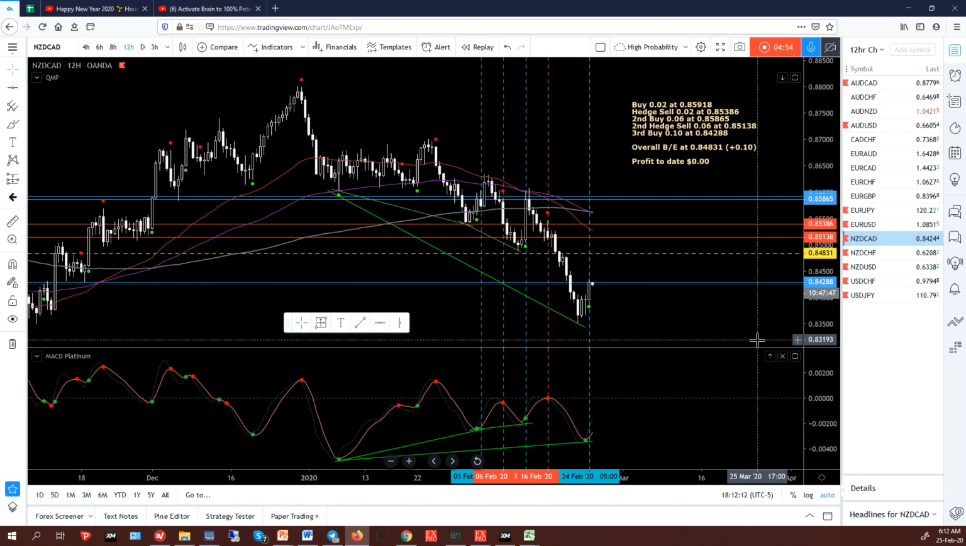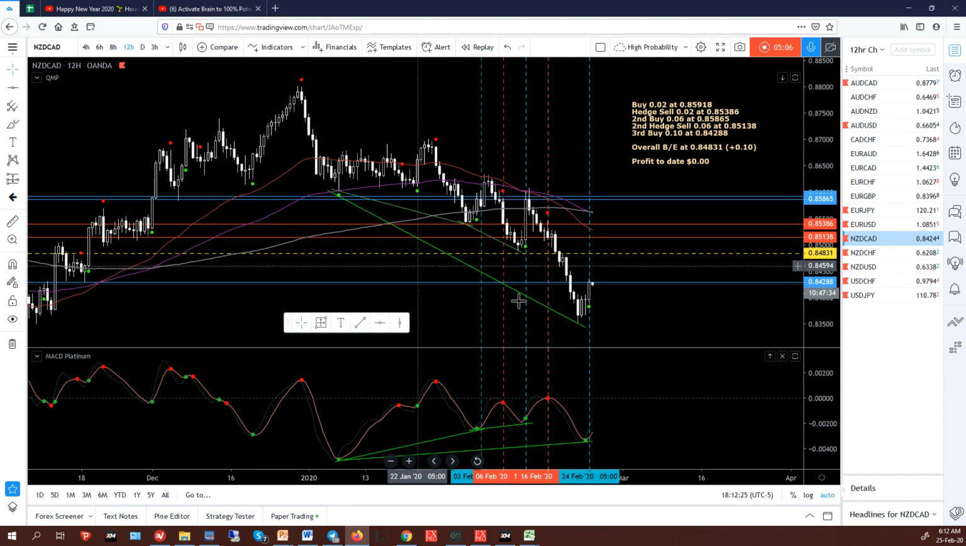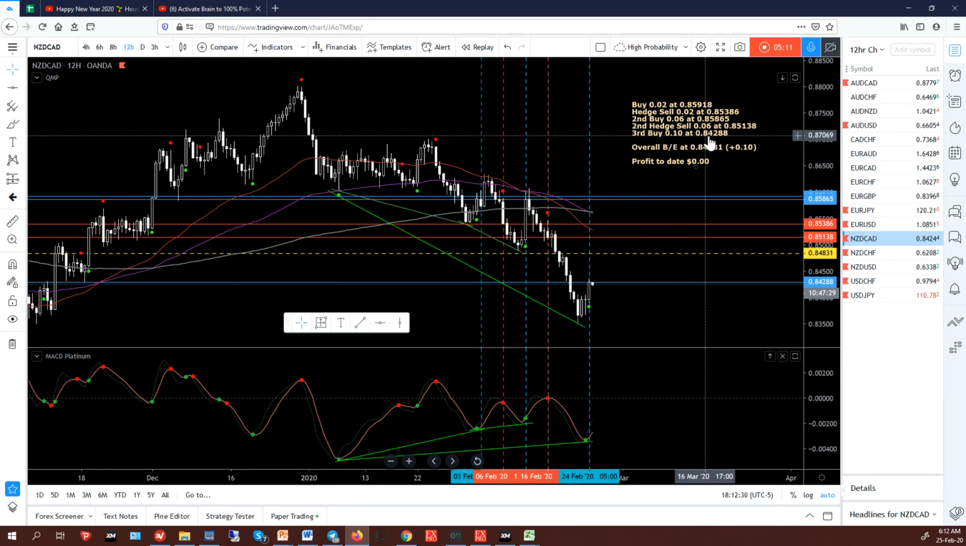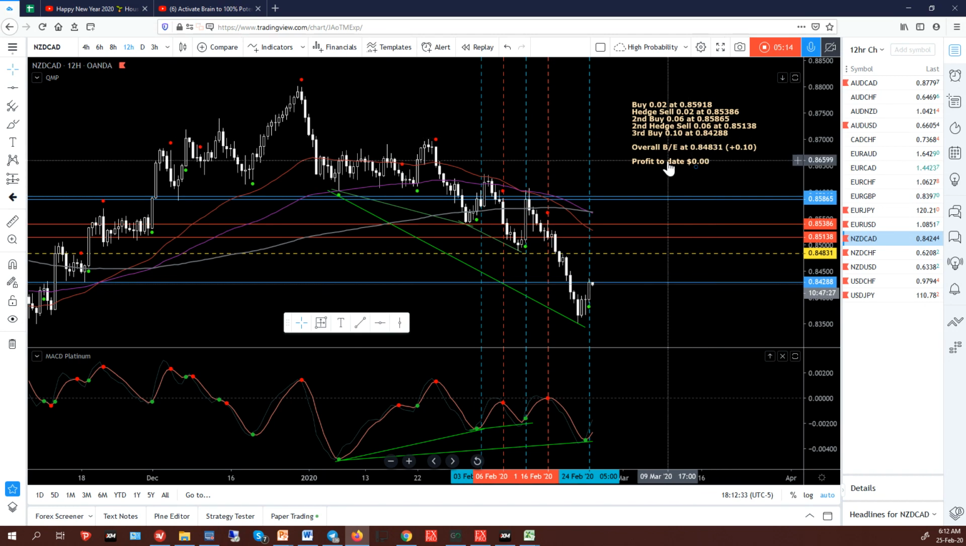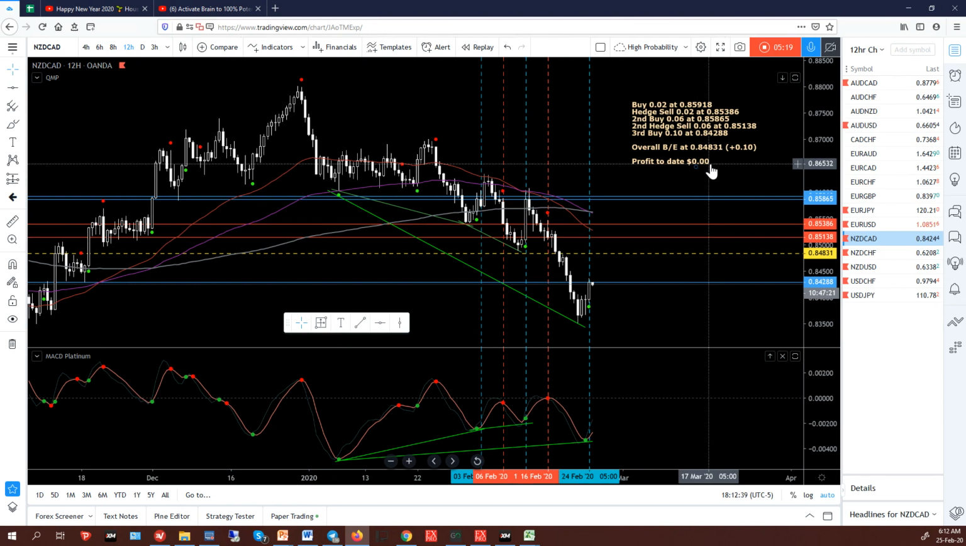NZD/CAD, pretty straightforward. I'm in a pretty crappy sequence here. Buy, hedge, sell, second buy, second hedge, sell. This morning I took a third buy at this level here. So the MACD platinums remain below the zero level, still got divergence. So I've taken a third buy. You can see my position size increase. My overall break even is at 0.84831. You can see the notes there. So it's this yellow dashed line. So I'm trying to push this up. The MACD platinum's a long way below the zero level. Trying to push this up to at least that yellow dashed line.